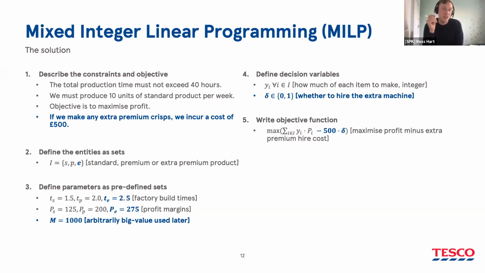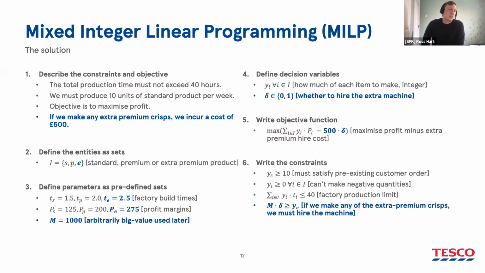But the key question here is, how do we make sure that delta has the right value for the problem at hand? And how do we force it to take the correct value? And this is how we do this. What I've set up is the exact same constraints as we had before, but this time we have one extra component to it, which is M times delta is greater than or equal to Ye.